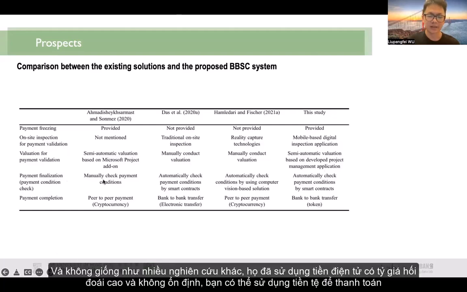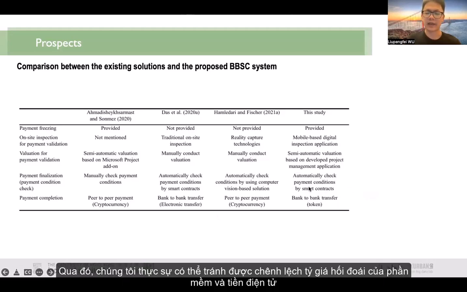And unlike many other studies, which use cryptocurrencies that may involve high and unstable exchange rates, we involved tokens instead. Thereby, we can avoid the exchange rate fluctuations suffered by the cryptocurrencies.